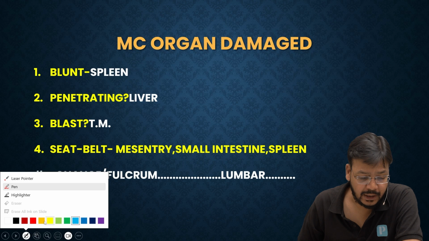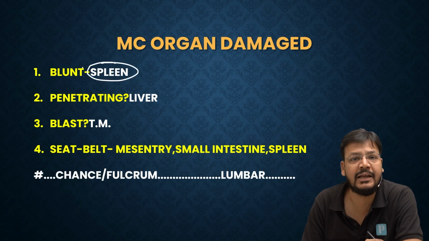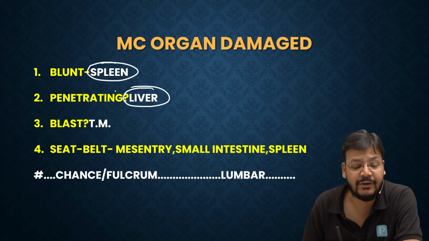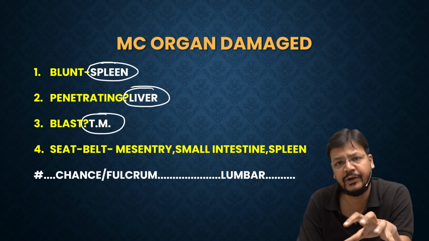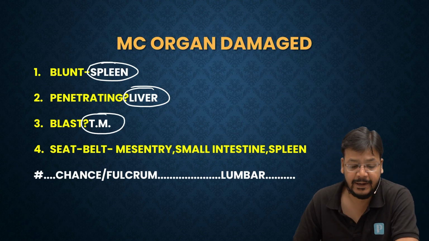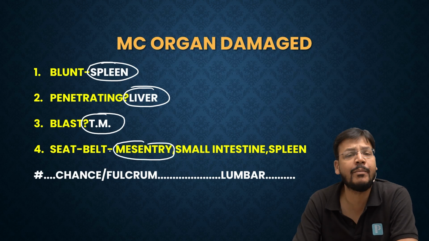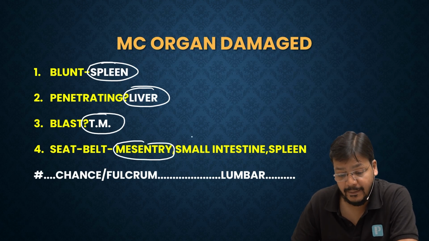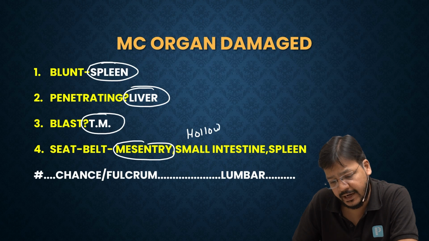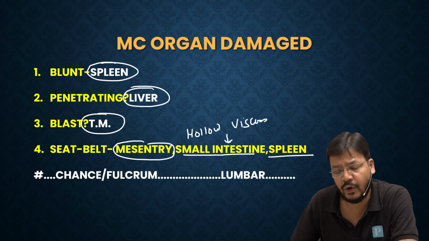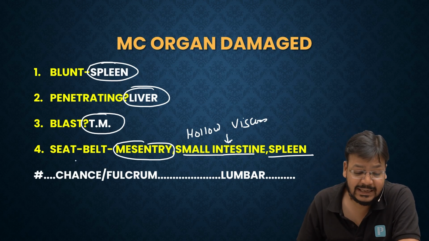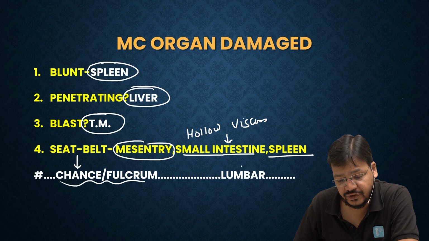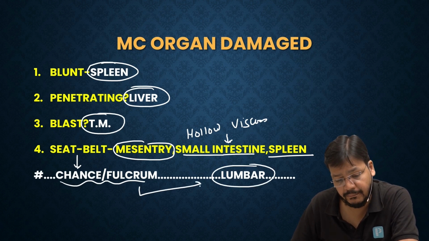The most common organ damaged by blunt trauma is spleen, by penetrating trauma liver, by blast injury tympanic membrane. By seat belt, a very common injury is to the mesentery. But sir, another very important organ to be damaged are hollow viscera like small intestine. Small intestine is a very common organ. By seat belt, there is a chance fracture or fulcrum fracture of lumbar vertebra.